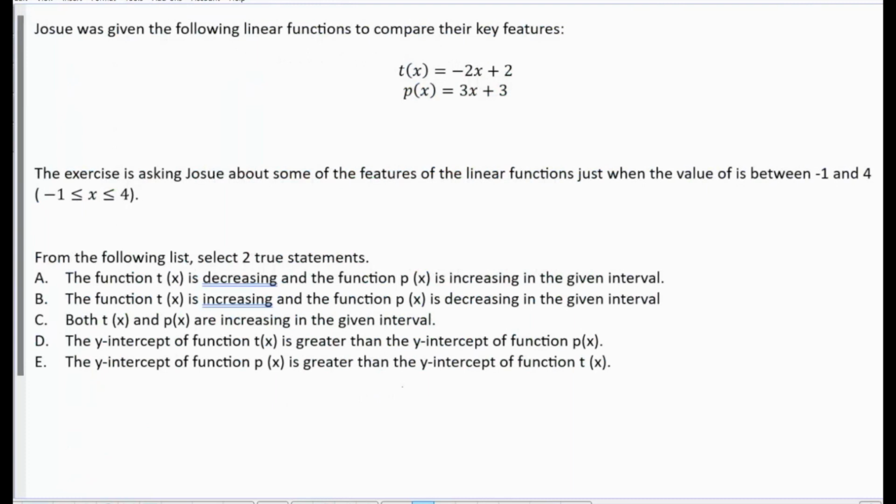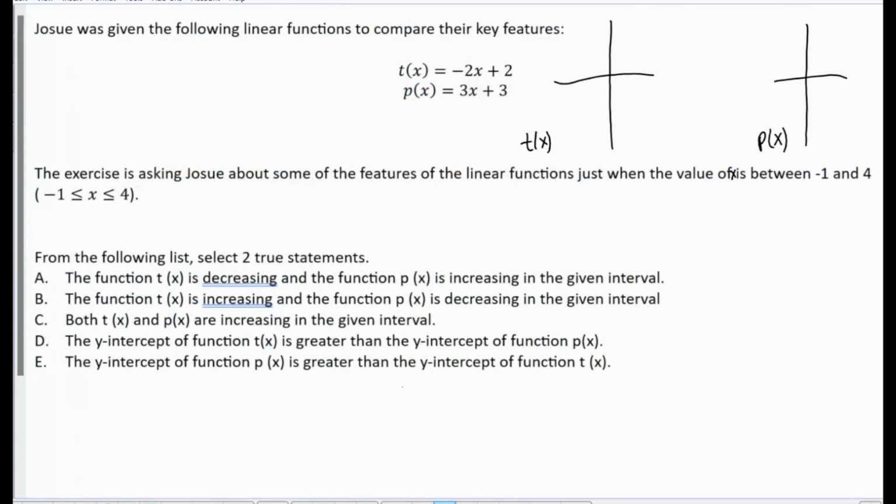All right, number 5. Josue was given the following linear functions to compare their key features. The exercise is asking Josue about some of the features of the linear function just when the values of x are between -1 and 4. So select the function that is increasing and decreasing. The best bet for this one is for us to roughly sketch each one. So this is going to be my t of x. This is going to be p of x.